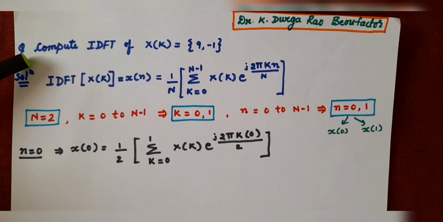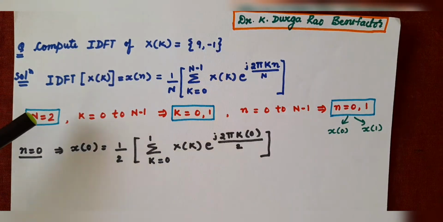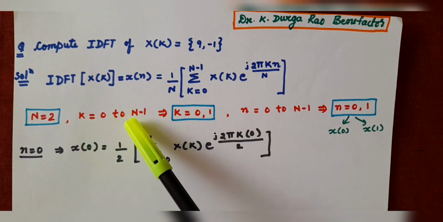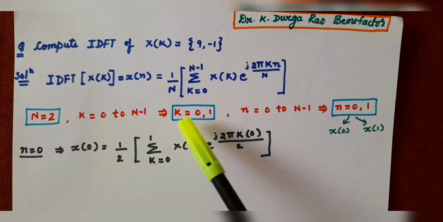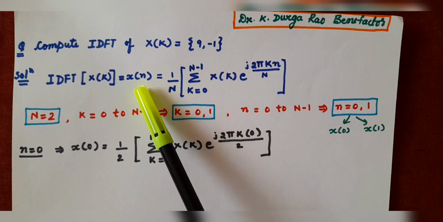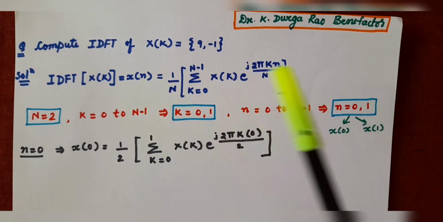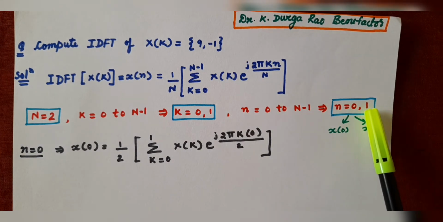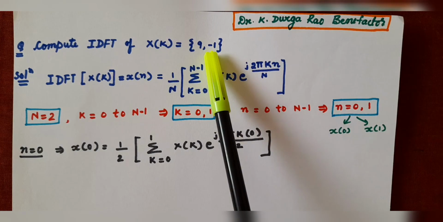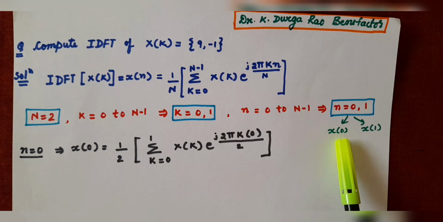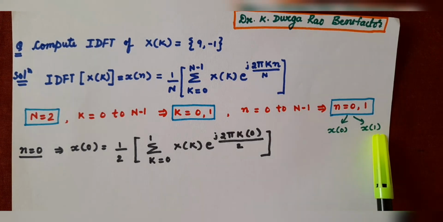So, in this given question there are two samples. So, capital N value is 2. What is k varying from? K is varying from 0 to n minus 1. So, k is 0 comma 1 and small n is varying from 0 to capital N minus 1, so small n is 0 comma 1. X of k is given, we have to find x of n. For that we have to find x of 0 and x of 1.